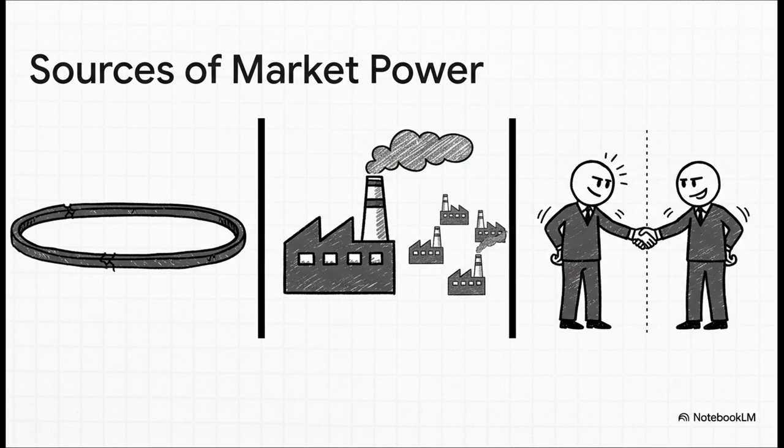And third, it's about how those companies interact. I mean, if they compete like crazy, power stays low. But if they quietly agree not to compete or even collude, they can basically act like one giant monopoly.